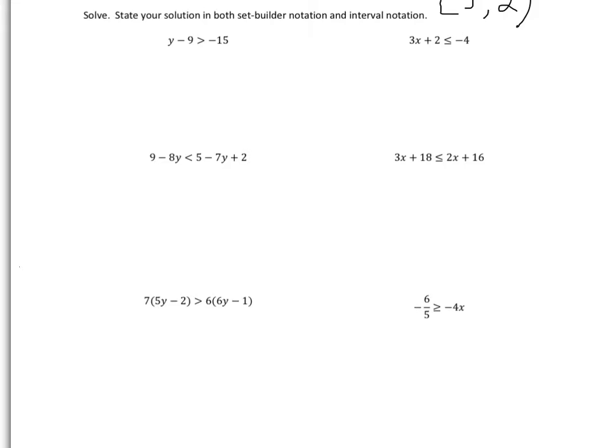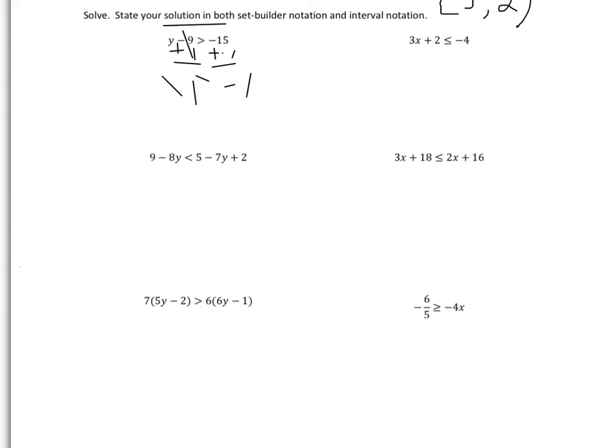Now, these inequalities are much like equations, except when we multiply or divide by negative numbers, we're going to have to flip the sign. So if we're looking at this first one here, y minus 9 is greater than -15, we want to get rid of -9, so we have to add 9 to both sides. So here, 9 and -9 go away, so we have y. We're not flipping the sign because we're adding numbers here. And -15 plus 9 is -6.